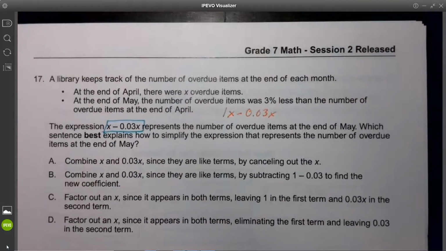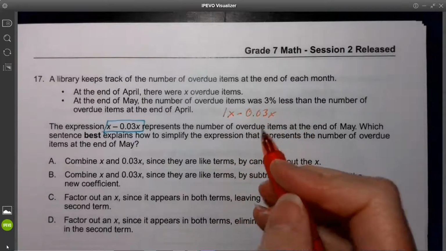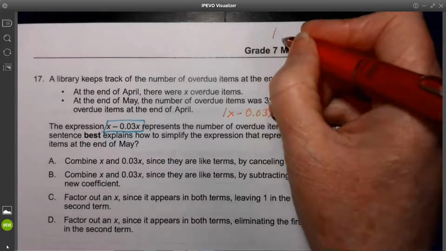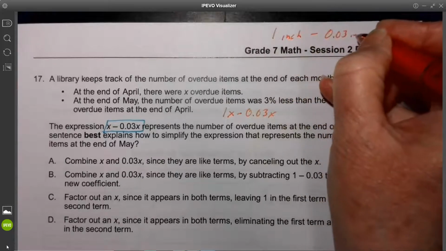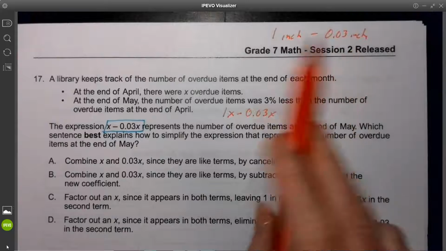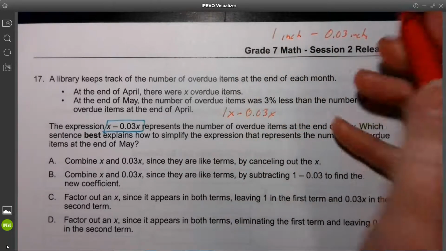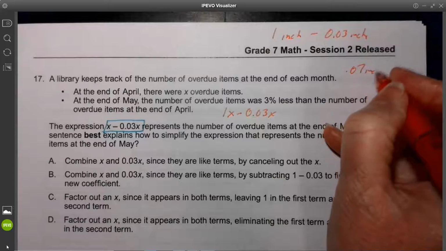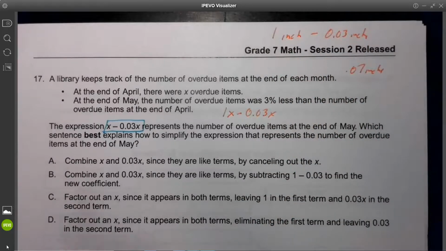And we talked about like terms back when we were in first session. If you treat like terms like inches, so pretend like this is 1 inch minus 0.03 inches. Okay? If I'm going to subtract that, when I subtract, I take 1 minus 0.03, and I'm going to get 0.97 inches. So my variables didn't change. Okay? So keep that in mind.